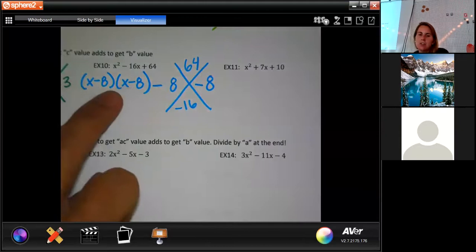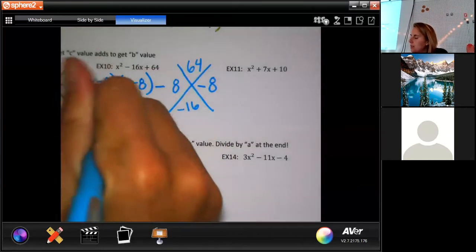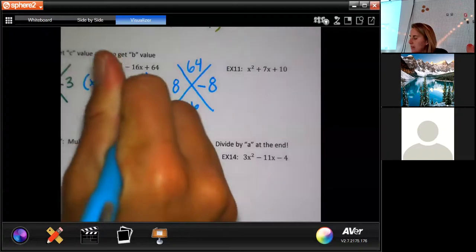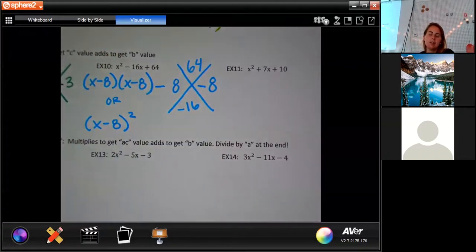And this guy here is special. You can write it like this. There's nothing wrong with this. I would give you credit. The AP test would give you credit. But you also could write it a different way because they're the same thing. You can also write x minus 8 squared. So either one, it doesn't matter. Just know you might see it both ways.